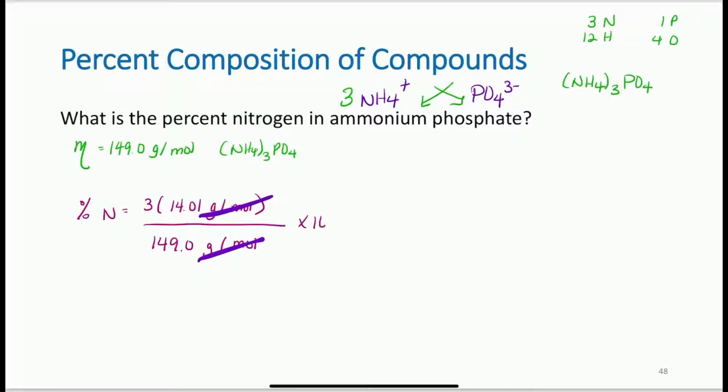And this is times 100%. This gives me an overall answer of 28.1%. What that means is if I have a sample of ammonium phosphate, about 28% of its mass is due to nitrogen. I'm going to take advantage of this, and the very next part we're going to do here in this video is empirical and molecular formulas. We're going to use this to our advantage to figure out the overall formula of compounds when we've analyzed them but maybe don't know what their original formula was.